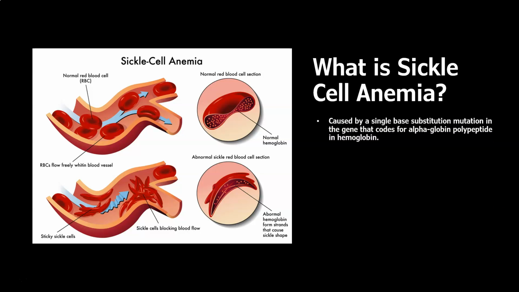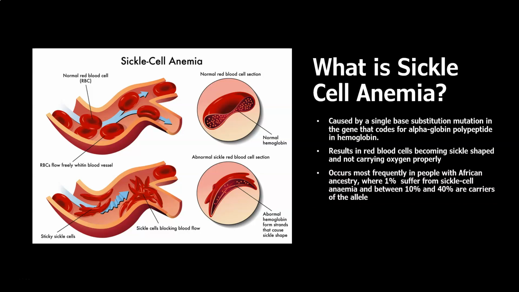So sickle cell anemia is caused by a single base substitution in the gene that codes for alpha globin polypeptide in hemoglobin. So we've got this single base substitution. It results in red blood cells becoming sickle-shaped and not carrying oxygen properly. It occurs most frequently in people with an African ancestry, where about 1% suffer from sickle cell anemia and between 10 and 40% are carriers of the allele.